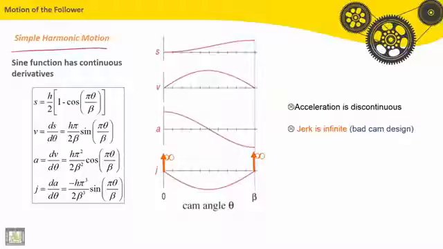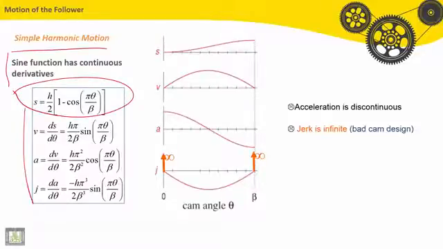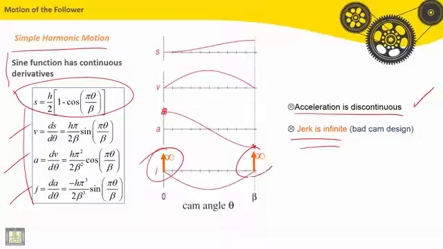Let's see here simple harmonic motion. The sine function has continuous derivatives. If we take here the position function and do all the derivations, first, second, and third derivatives, we can see here acceleration is discontinuous, passing from maximum to minimum. Acceleration is discontinuous. This is bad for design. And also jerk here is infinite.